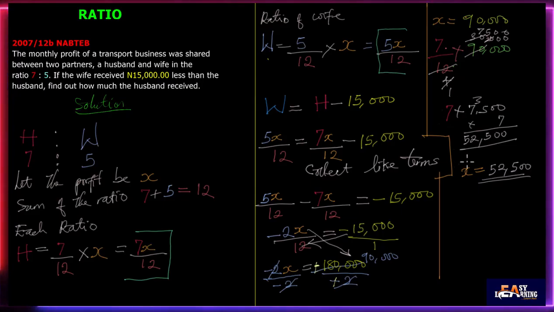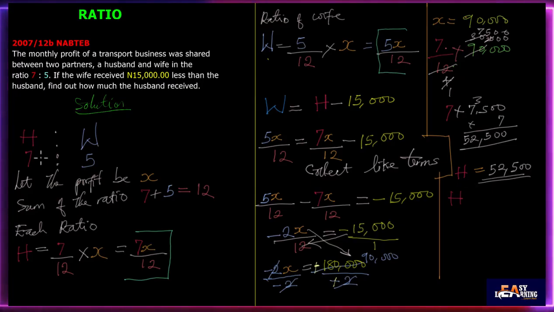It wasn't x that we were solving for. We had x already. We were solving for the husband's money. So not x, it was the husband's money that we were solving for. X shouldn't have come in here, so let's take that out. H, that's the husband's money, H is equal to 52,500. Remember, we established it here already that H is 7x over 12. Now, since we've gotten x, that happens to be 90,000, we just introduce x, solve it out, and that gave us 52,500.